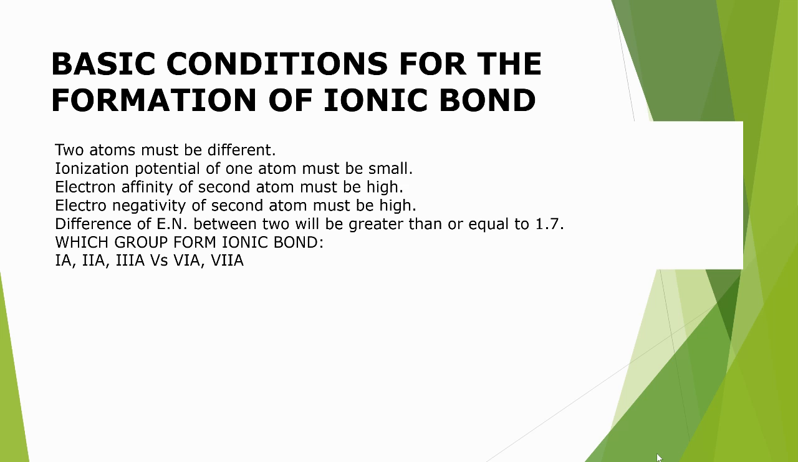Difference of electronegativity between two atoms will be greater than or equal to 1.7, which groups form ionic bonds: 1A, 2A, 3A versus 6A and 7A.